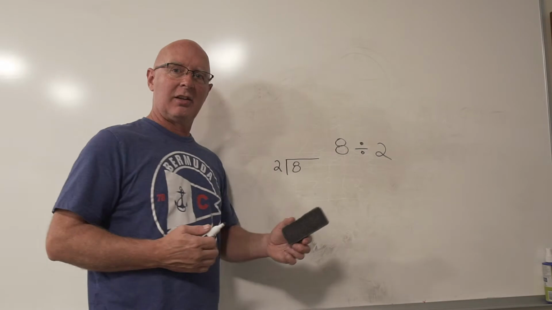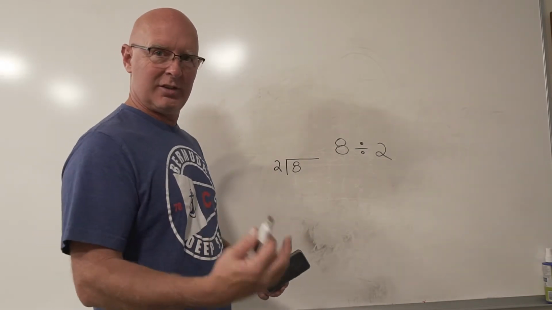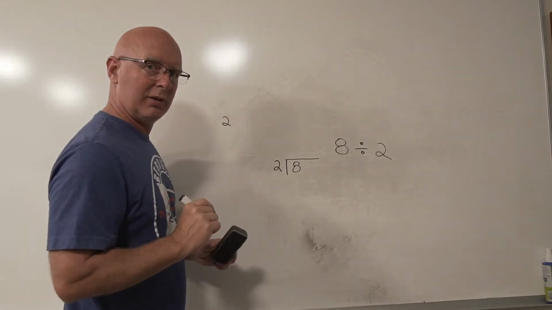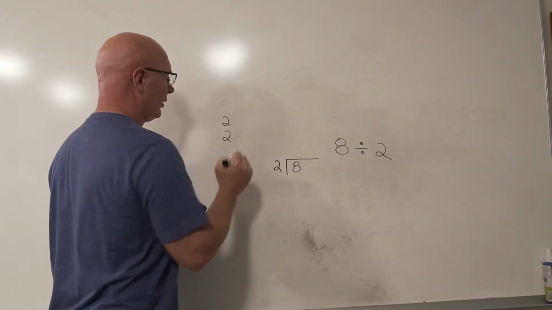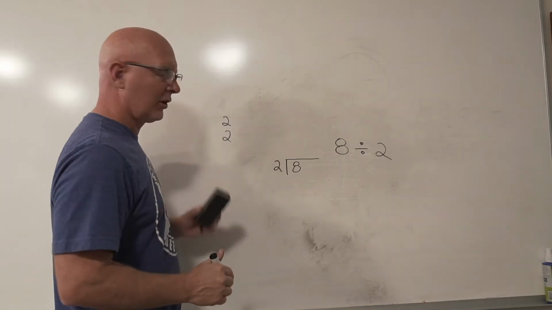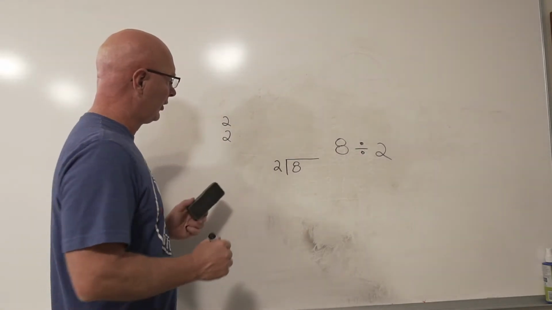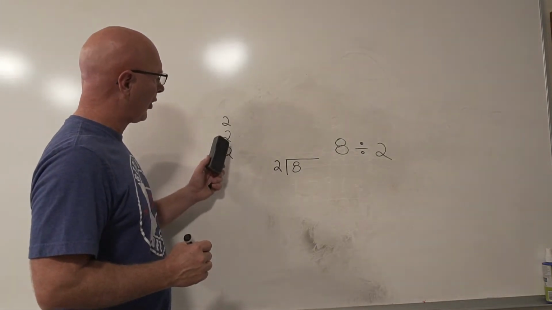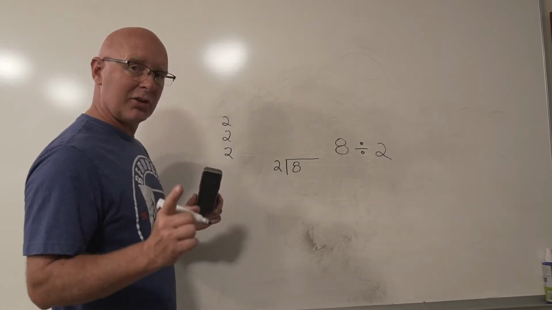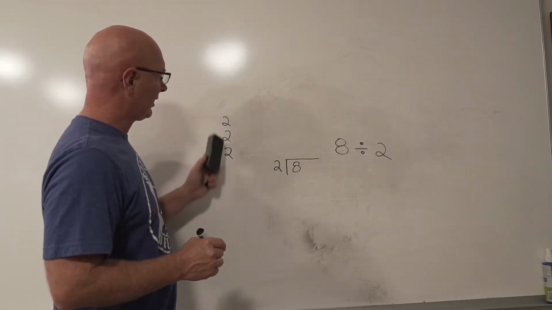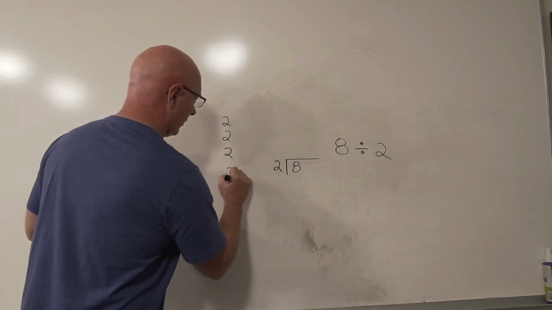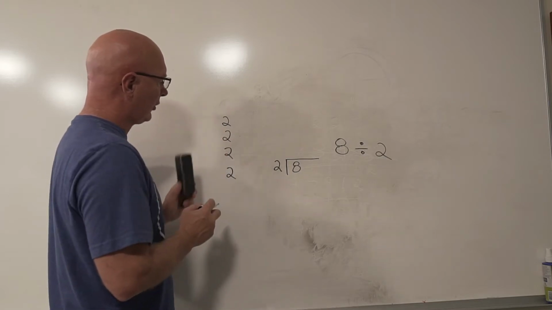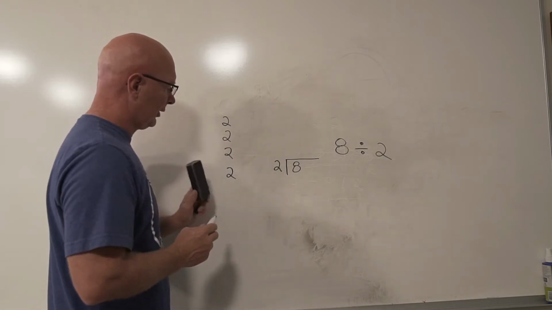But how would I do this with addition? Well, I would say, what is 2? That's 2 times 1 plus 2. Well, that gives me 4. It's also 2 times 2 because I have 2 twos, plus 2. Well, that gives me 6 because 2 plus 2 is 4, 4 plus 2 is 6. It's also 2 times 3 because I've got 3 number 2's. 2 plus 2 plus 2. 2 plus 2 is 4, 4 plus 2 is 6, 6 plus 2 is 8.